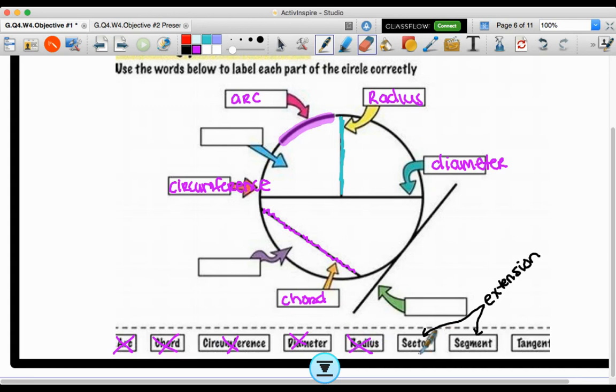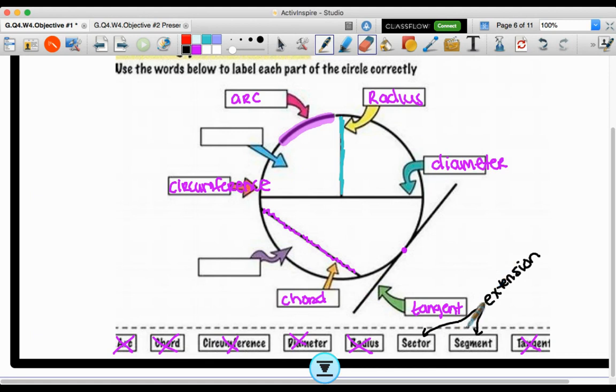So we did this. Tangent. This is the tangent, right? Remember, the tangent only touches the graph, the circle at one point. So that is the tangent. Okay, so then sector and segment we don't know.